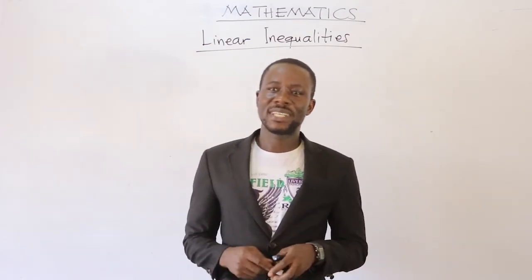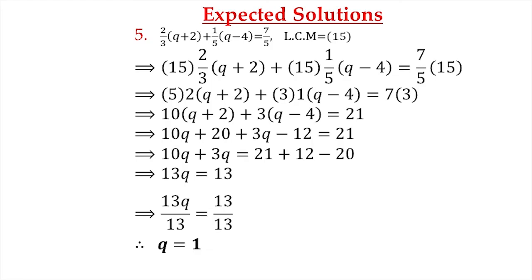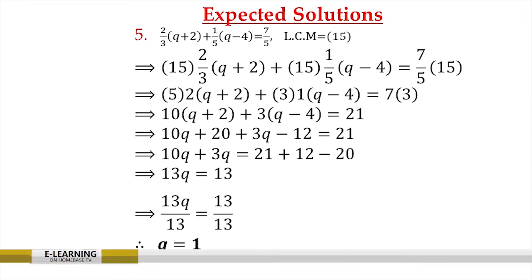The last equation is an equation which involves both fractions and brackets. Fractions and brackets. So first deal with the fractions. So look for the LCM between 3 and 5, because those are the denominators, which is 15. So each term is multiplied by the LCM, which is 15.